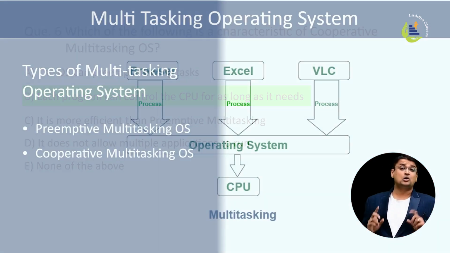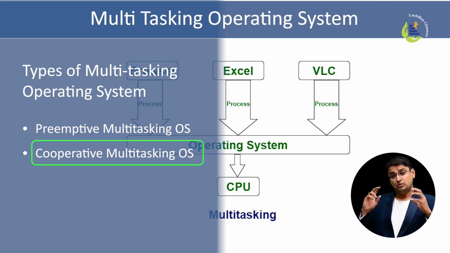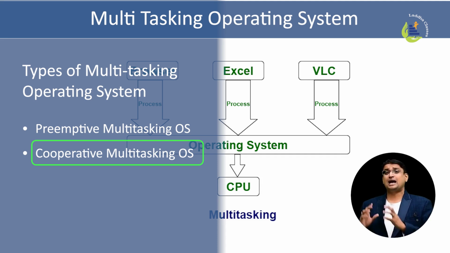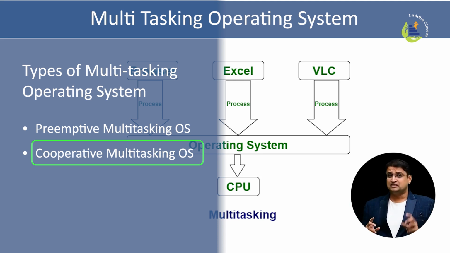Because in a cooperative multitasking OS, programs run until they voluntarily release control of the CPU. Unlike preemptive multitasking, where the OS can interrupt tasks to give others CPU time, cooperative multitasking relies on each task to manage its own execution time. This can lead to inefficiencies if a task fails to release the CPU.